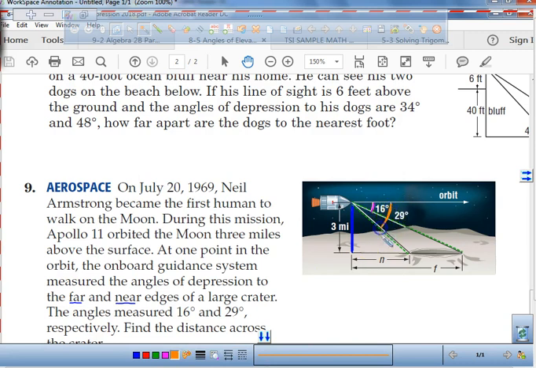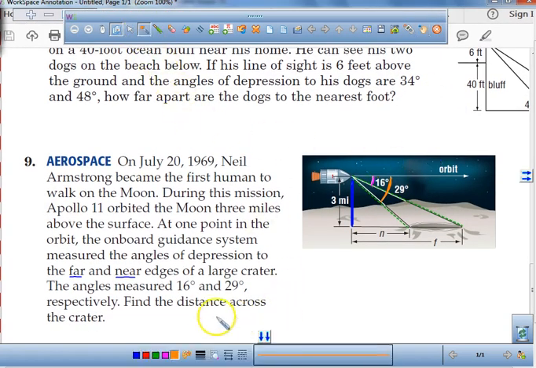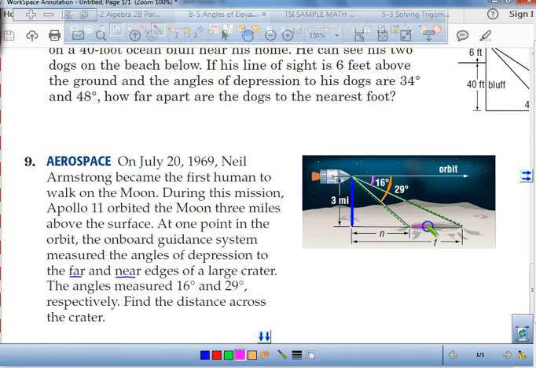That's 29 degrees. What's the purpose of this particular problem? What are we trying to find? The distance across the crater. So right now, if you would, make a mental note that we're trying to find this distance from here to right there.